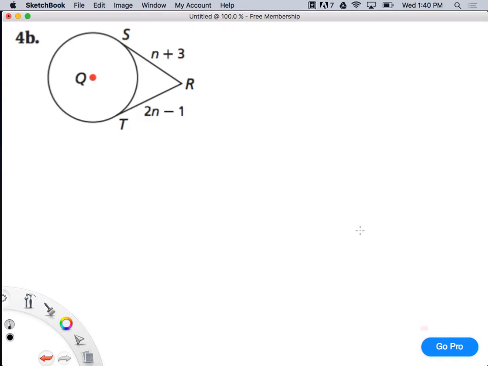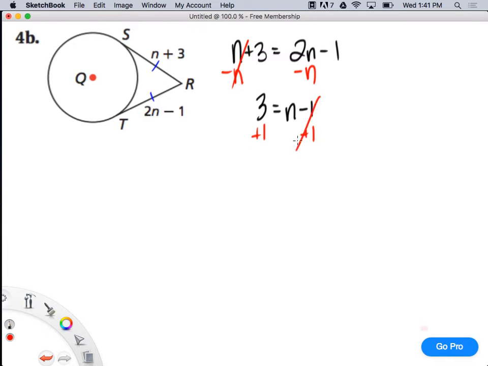All right. Let's take a look. Okay, these two lines are tangent, which means they're what class? Congruent. If I want to solve for their length, what do I do? Set them equal. N plus 3 equals 2n minus 1. Subtract n from both sides. I get 3 equals n minus 1. Then I add 1 to both sides, and I get that n is equal to 4.